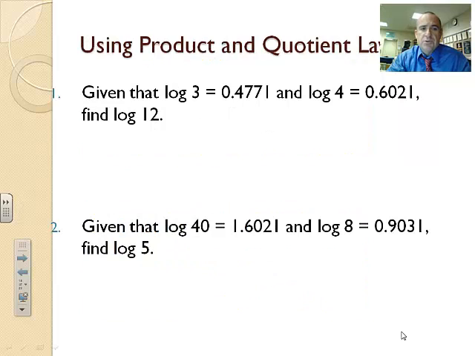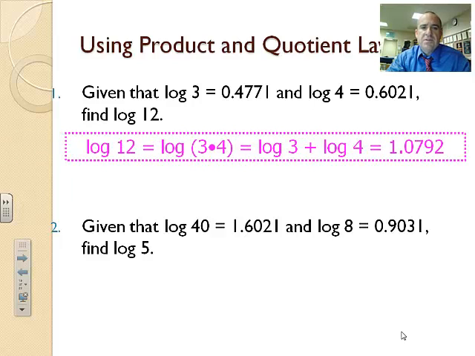To use those rules, if we know that the log of 3 is 0.4771, you can check that on your calculator if you don't believe me, but trust me, I have an honest face. The log of 4 equals 0.6021, and we want to find the log of 12. Well, we know 3 times 4 is 12, so the log of 12 is the log of 3 plus the log of 4. Using our rules, that would just equal those two decimals added together.